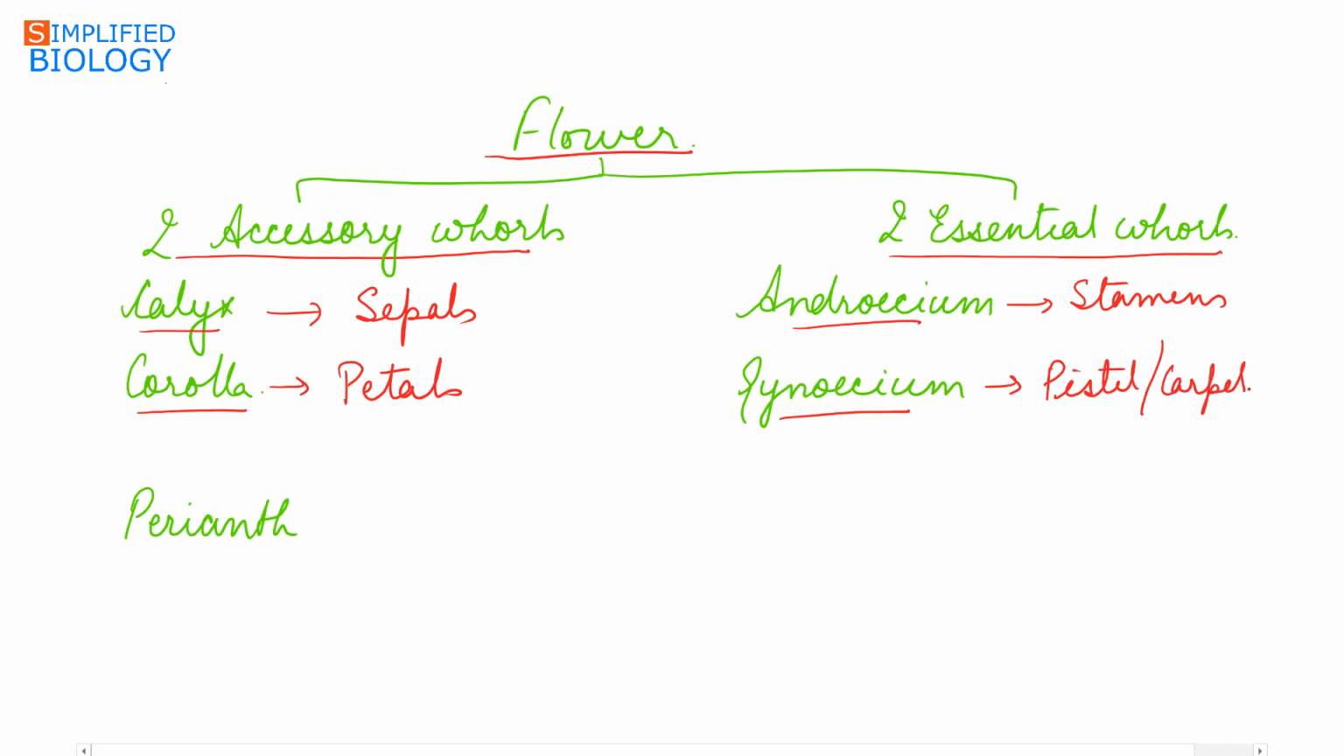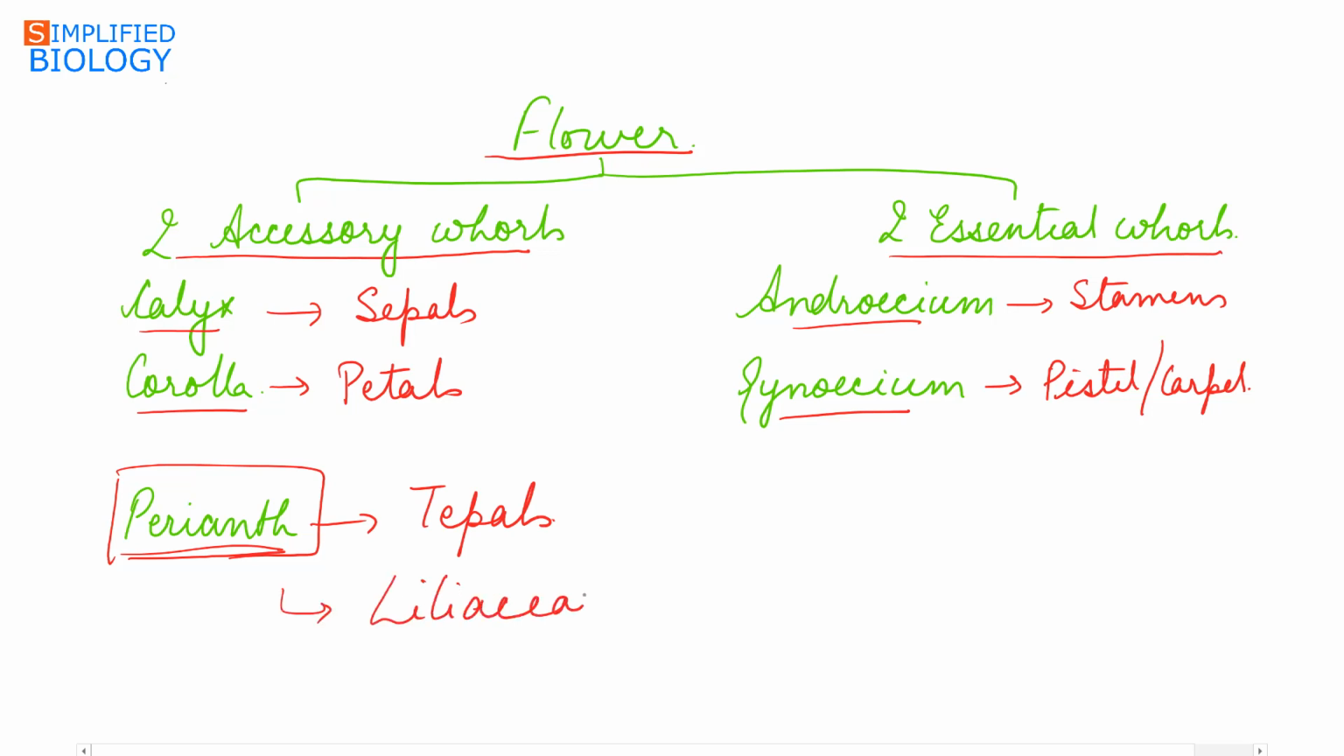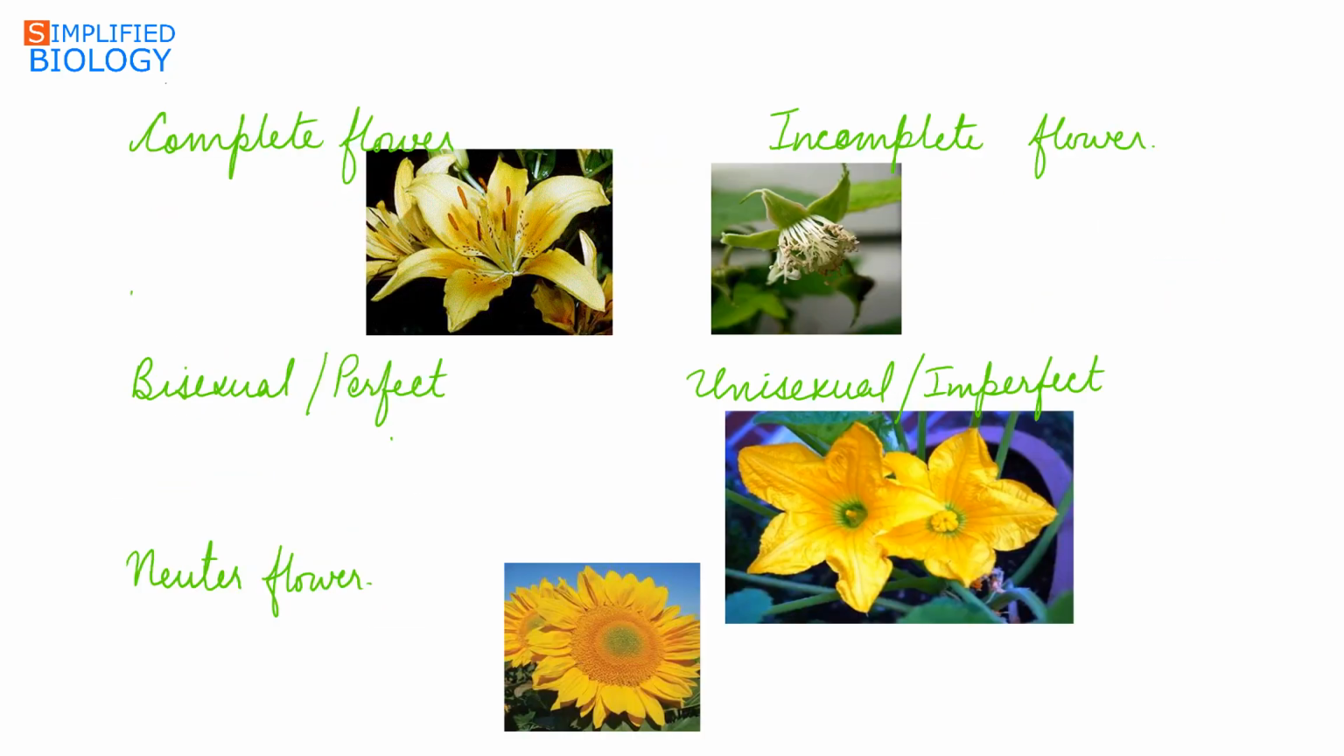In some flowers, instead of 2 accessory whorls, a single accessory whorl is present, that is referred as perianth, and whose individuals are known as tepals. The best example of which is family Liliaceae, the lily family.